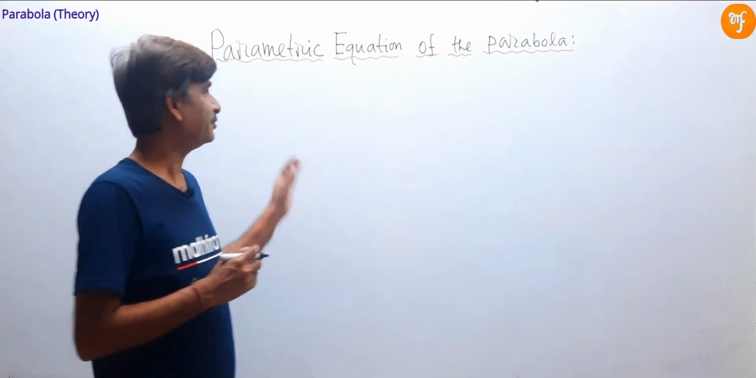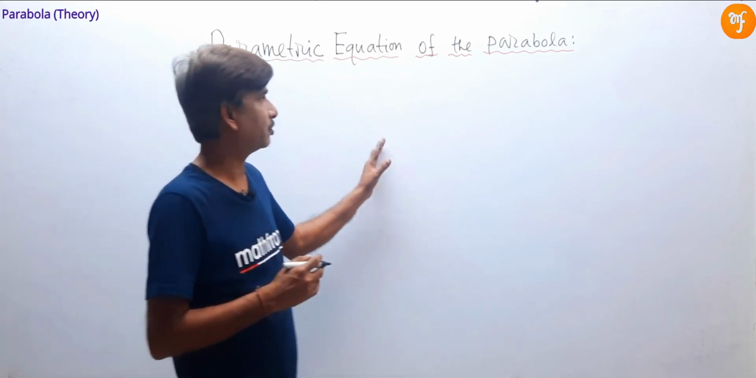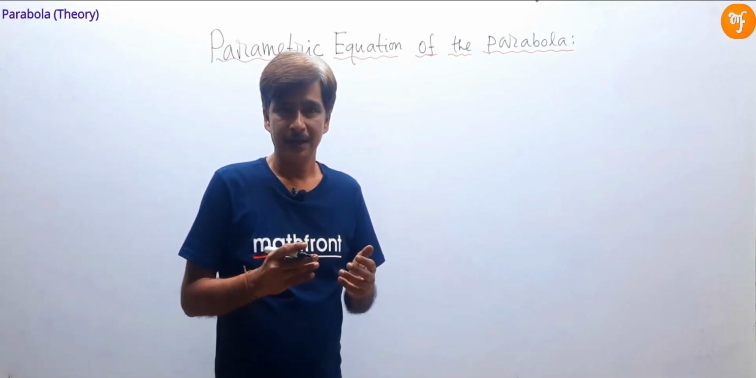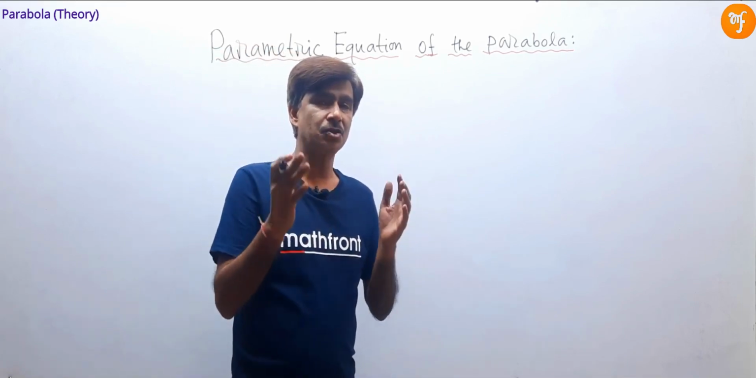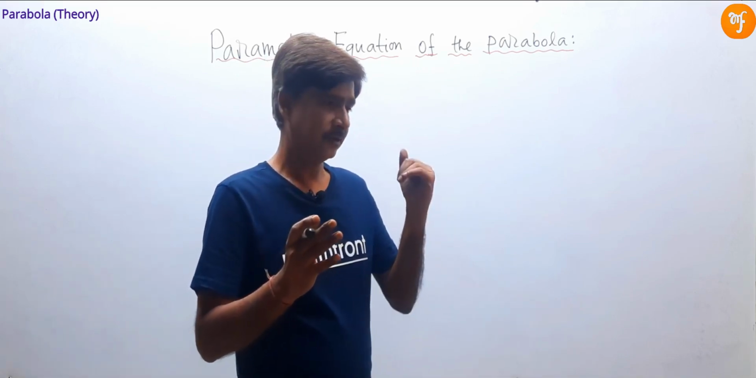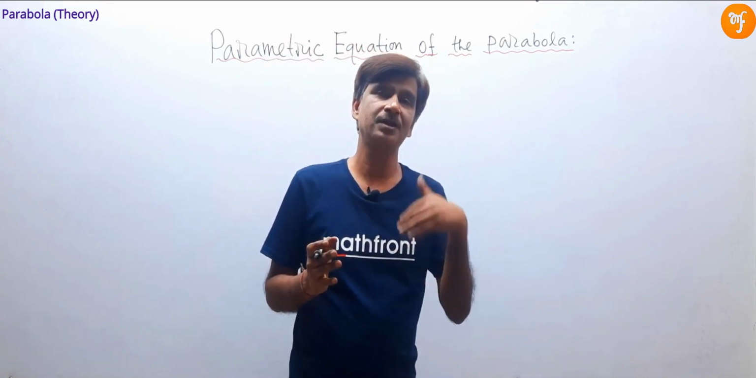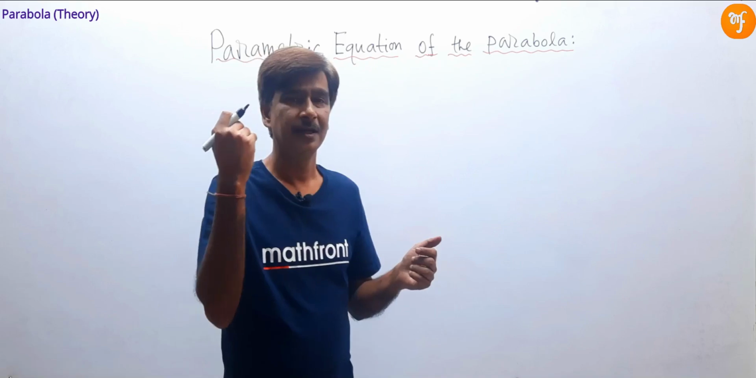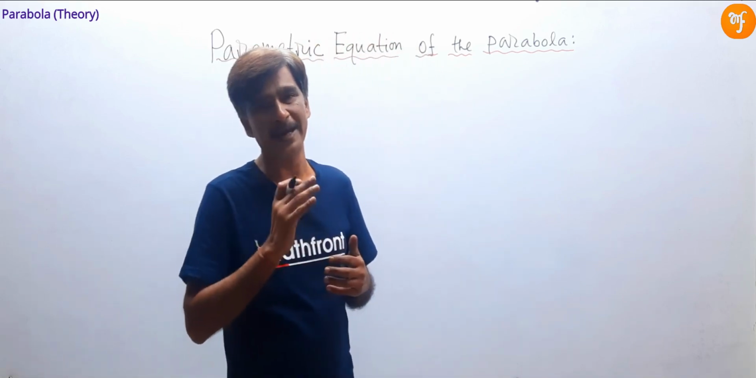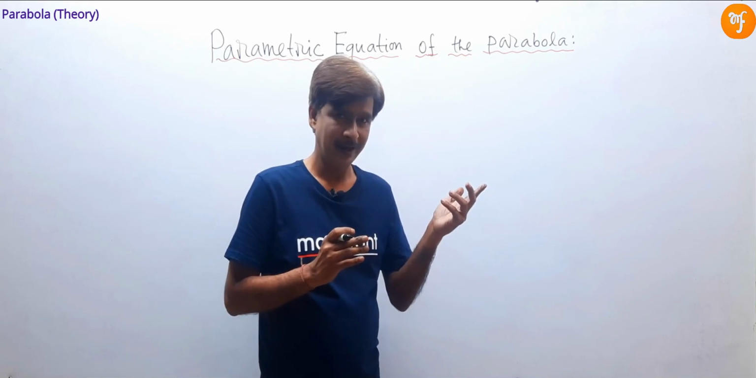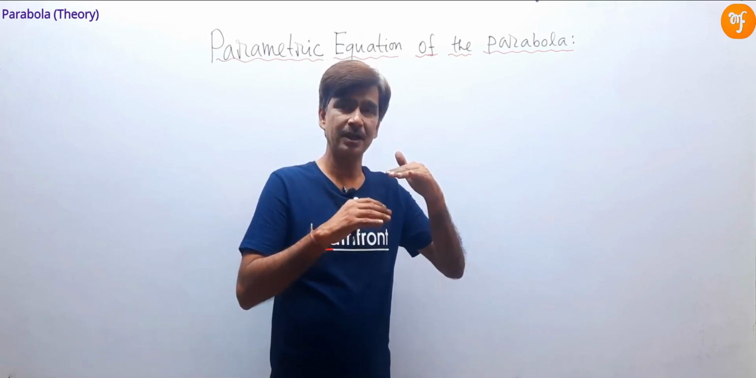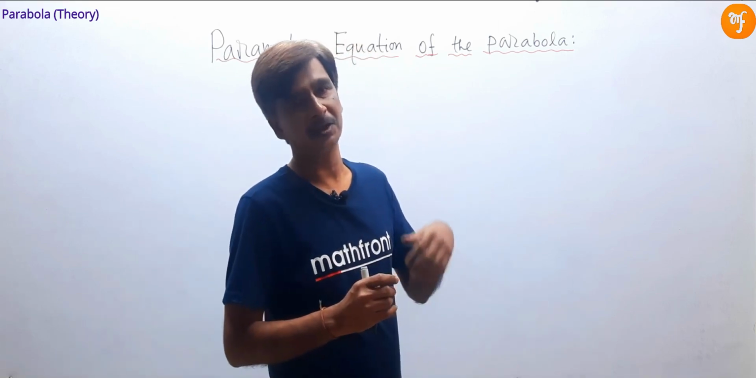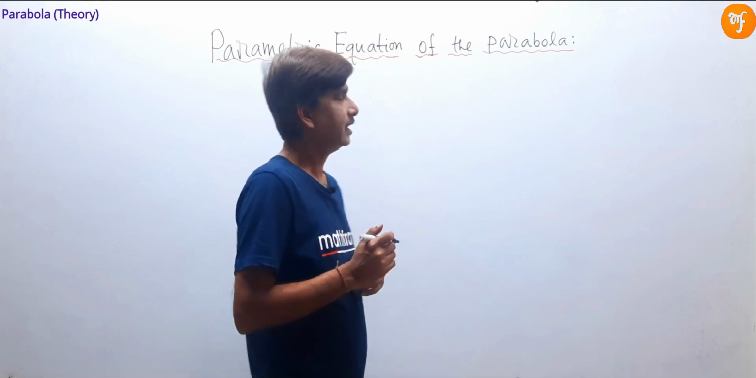So friends, now we are discussing the parametric equation of the parabola. You know very well, if in any equation of x and y, the variables x and y depend on a third variable, suppose the third variable is t, then this third variable is known as the parameter of the given curve. And the equations relating x with t and y with t together represent the parametric equations of the corresponding curve.